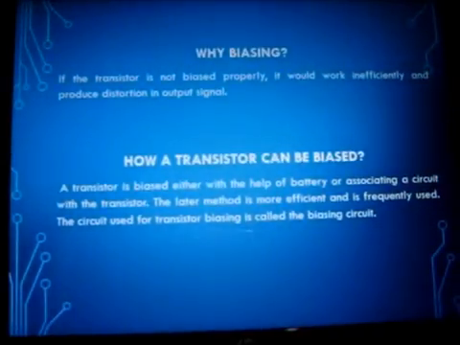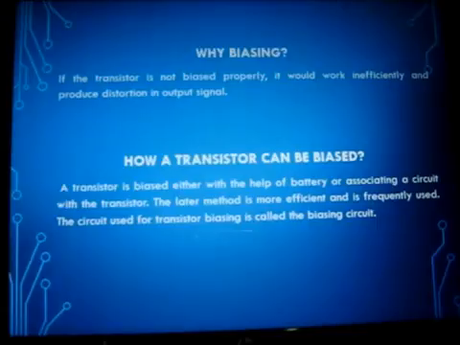Now, why biasing? If the transistor is not biased properly, what would happen? It would work inefficiently, the efficiency will decrease, and it will produce distortion or noise in the output signal. These transistors are used for amplification purposes, and in the output we will find very low efficiency, distortion and noise.